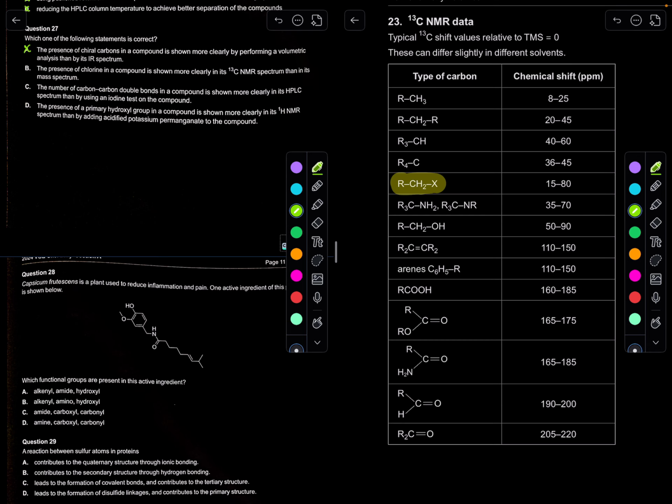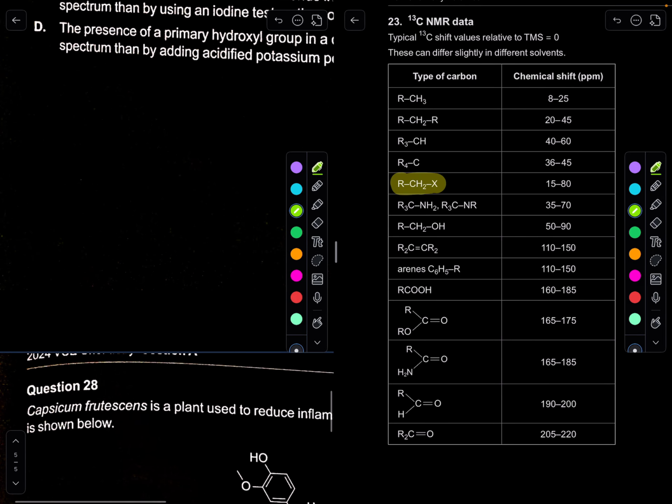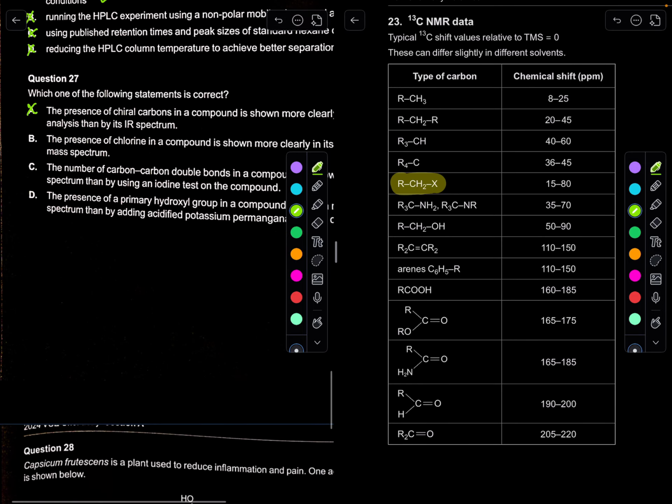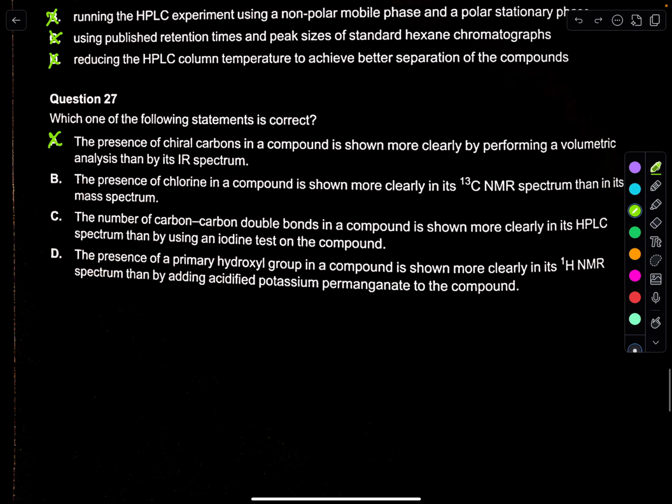The mass spectrum can be a little bit clearer, because if you think about a mass spectrum, it's broken down into fragments, and you can determine the molar mass of those fragments. If you relate them to the molar mass of chlorine, which is 35.5, and you see a fragment with that 35.5, it can actually tell you there's a presence of chlorine. So B is actually wrong. From my opinion, the mass spectrum is better. It says the presence of chlorine is more clearly shown in the 13C NMR than its mass spectrum, and I think the mass spectrum would be better.